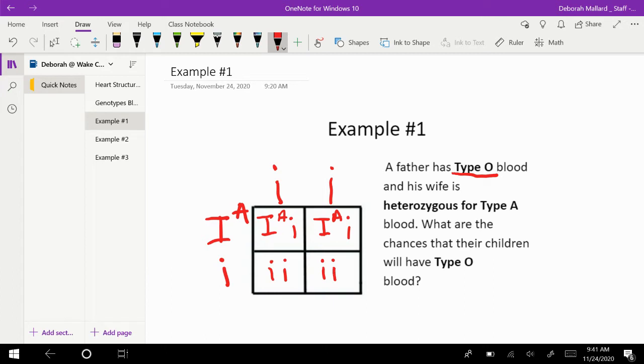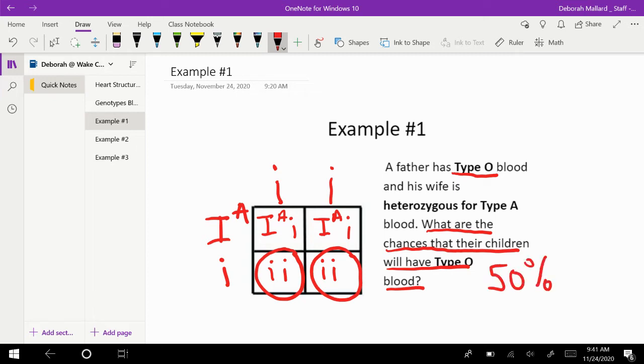Now I have my Punnett square filled in, and the question says, what are the chances that their children will have type O blood? So I look at my boxes and I notice that this kid will have type O blood, and this one will have type O blood. So that means I have 2 out of 4 boxes. And remember, each box represents 25%. So this is 25 and then 25. That means we have a 50% chance that they're going to have children with type O blood.